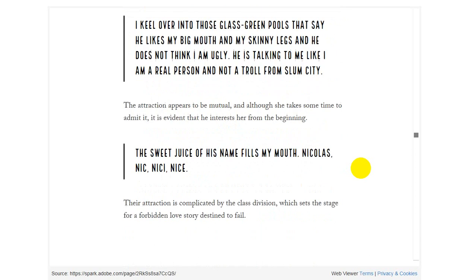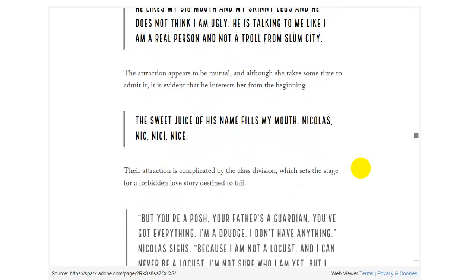I keel over into those glass green pools that say he likes my big mouth and my skinny legs, and he does not think I am ugly. He's talking to me like I'm a real person and not a troll from Slum City.